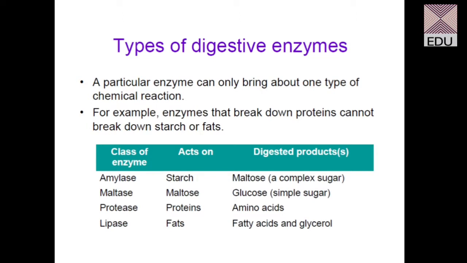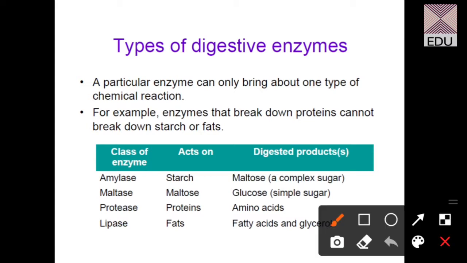Now there are some classes of enzymes that act on different kinds of substrates. Here we have some classes which we are taking up. The first class is the amylase. Amylases act on starches and result in the formation of a complex sugar, which is maltose. Now this maltose is acted upon by the next class of enzyme, the maltase. Maltase acts on the maltose to convert it into a simple sugar, which is glucose.